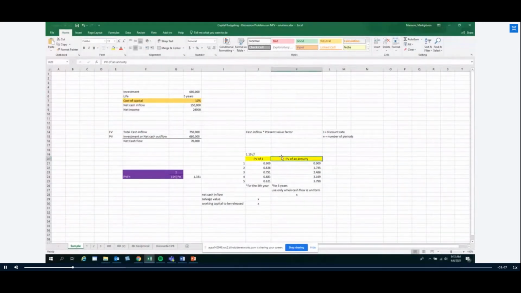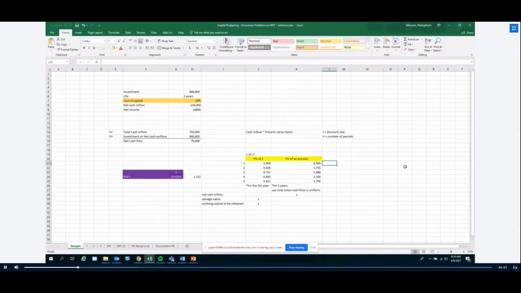Class, present value of 1 is for the 5th year. For example, in this illustration, we have 5 years, and if we're just going to get the present value of 1 for the 5th year, it means we use it per year. Then present value of an annuity is cumulative. So how does that work?